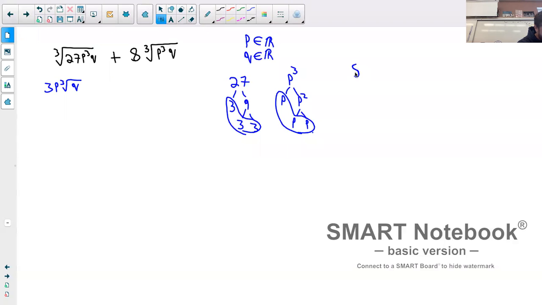For the next one, we have 8. That's the same as 2 times 4, which is 2 times 2. We have three 2s, so we can take a 2 out. We have the same p cubed as we did in the previous one, so we can take a p out. And then we have the cube root of q. We can add what's in front. So we have 5p cube root of q.